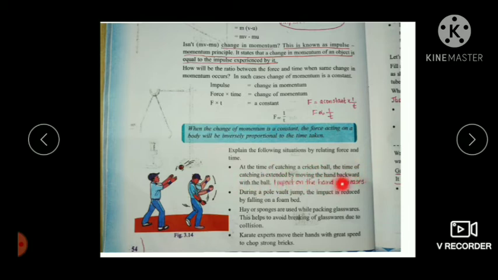The first question: at the time of catching a cricket ball, the time of catching is extended by moving the hand backward with the ball. So what is the reason? During the catching of a cricket ball, catching is extended by moving the hand backwards. By doing this, what happens? The impact on the hand decreases. But based on force and time, how can we relate this?